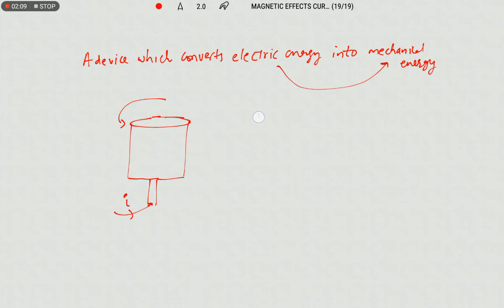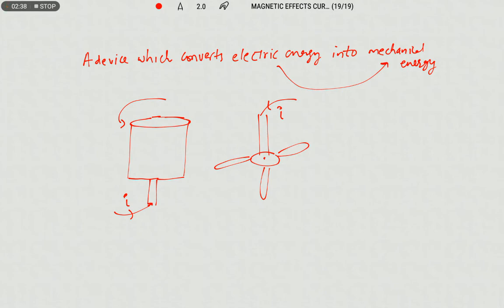In the same way, in fans, whether a table fan or a ceiling fan, any fan contains a component known as the motor. When you pass the current through the electric motor, the motor rotates. Along with the motor, the blades of the fan also rotate. So here it is converting electrical energy into mechanical energy.